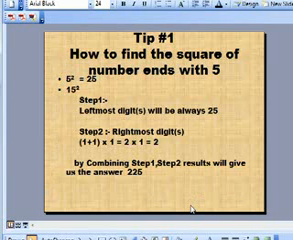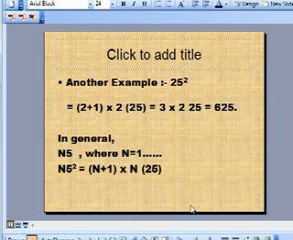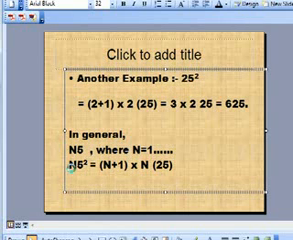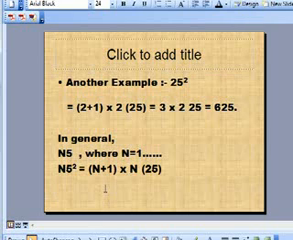This is what I have mentioned here in the slide. In general, a number that ends with 5, here n can be 1, 2, 3 etc. So n5 square is equal to n plus 1 multiplied by n. That gives us the first part of the result, and the last part will always be 25.